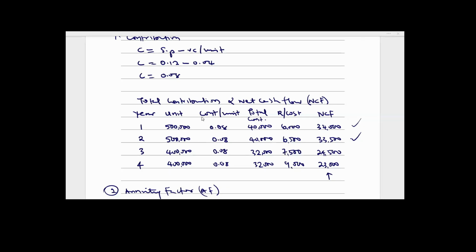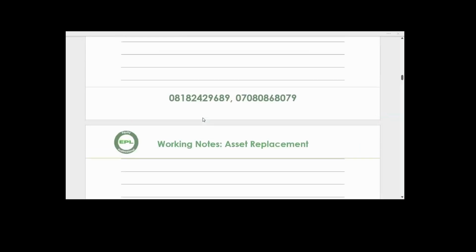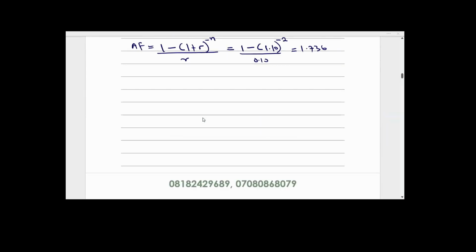So with this, solution to, let me see if this one can contain. Solution to illustration 2.